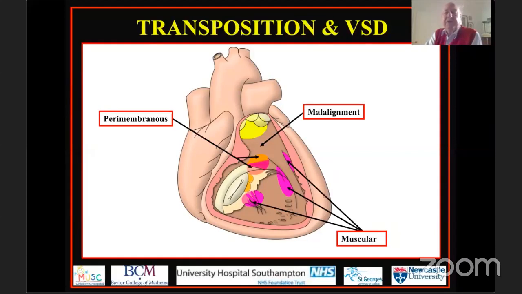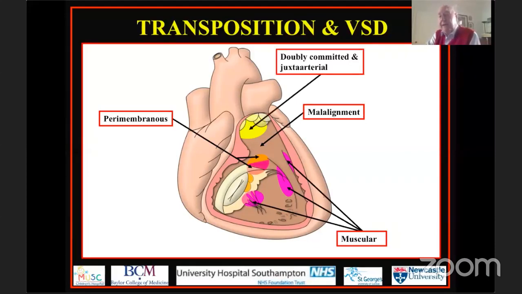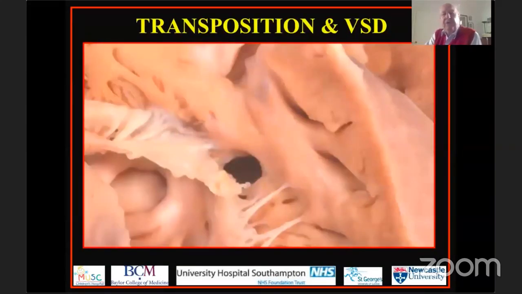As in the normal heart, muscular defects can exist anywhere within the septum. Rarely in transposition, we can find the situation in which the defects open beneath the arterial outflow tracts and are doubly committed and juxta-arterial. So let's look at the details of these different types of communications between the ventricles.